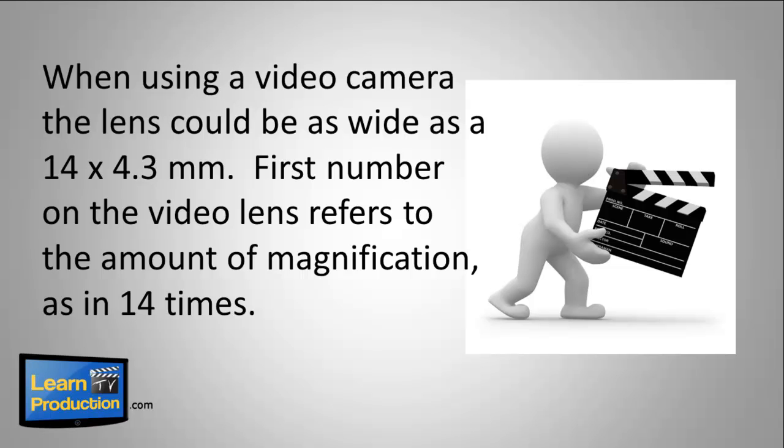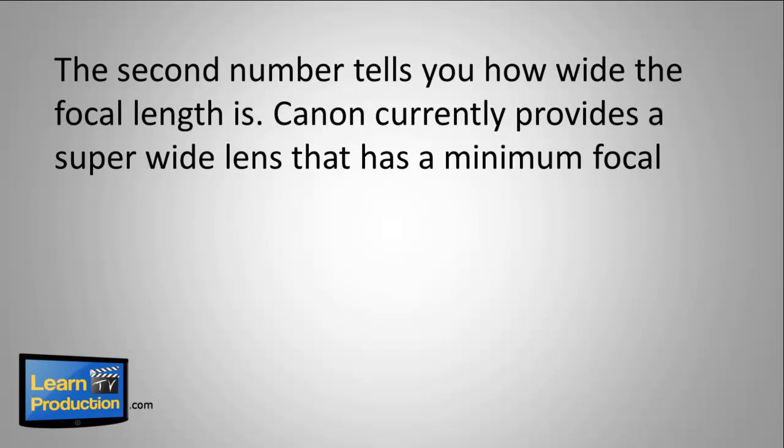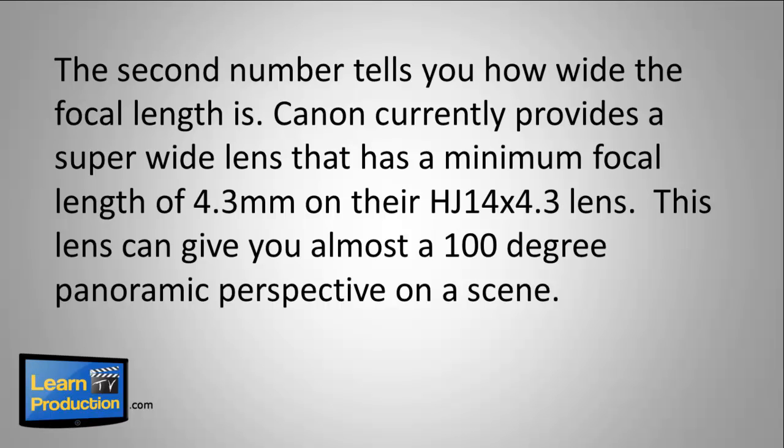When using a video camera, the lens could be as wide as a 14 by 4.3 millimeter. The first number on the video lens refers to the amount of magnification, as in 14 times. So something will appear 14 times closer when you're at the end of the lens. The second number tells you how wide the focal length is. Canon currently provides a super wide lens that has a minimum focal length of 4.3 millimeters. That's on their HJ 14 by 4.3 lens. This lens can give you almost a 100-degree panoramic perspective on a scene.